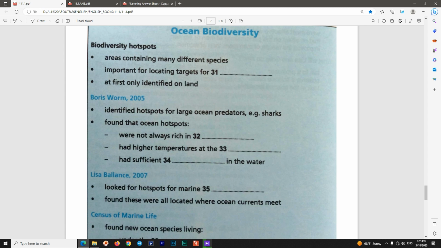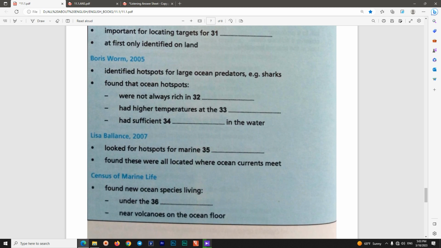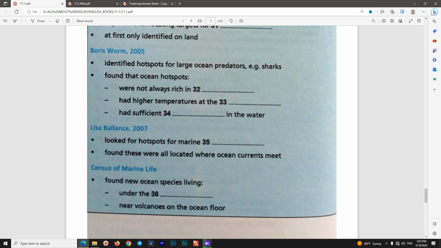A couple of years later, in 2007, a researcher called Lisa Balance, who was working in California, also started looking for ocean hotspots, but not for fish. What she was interested in was marine mammals, things like seals.